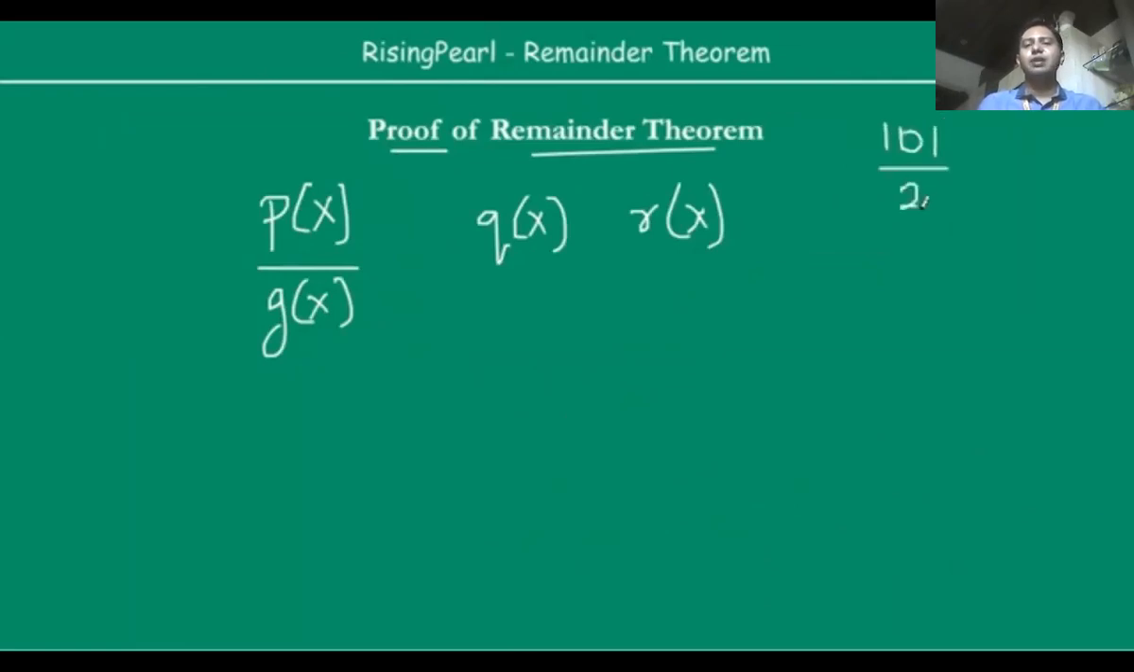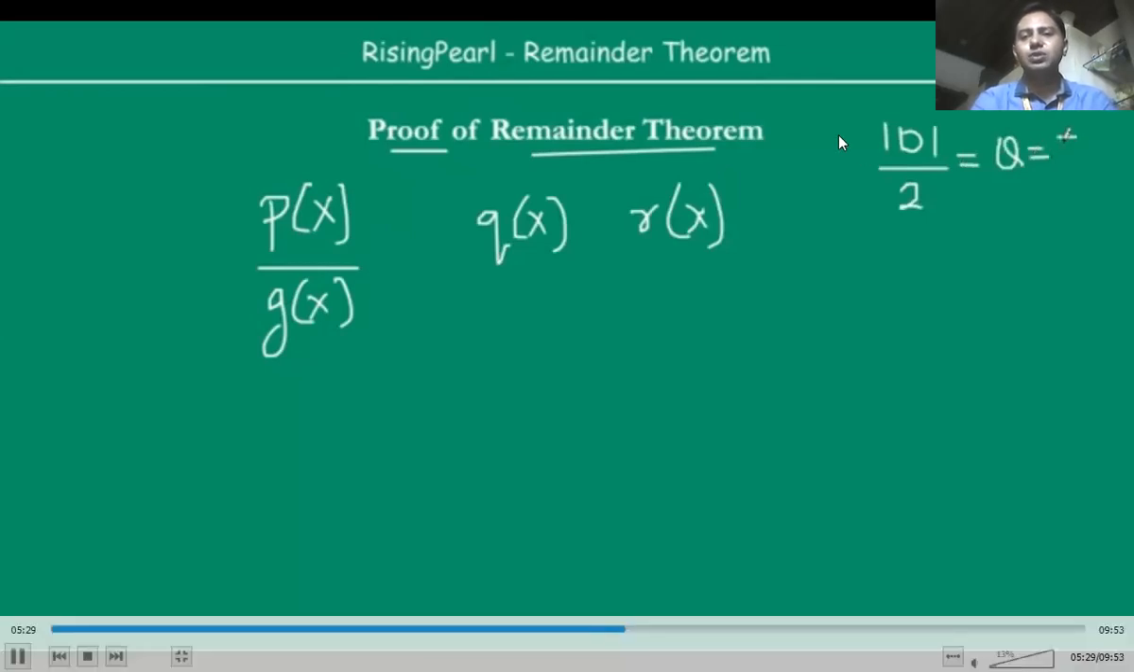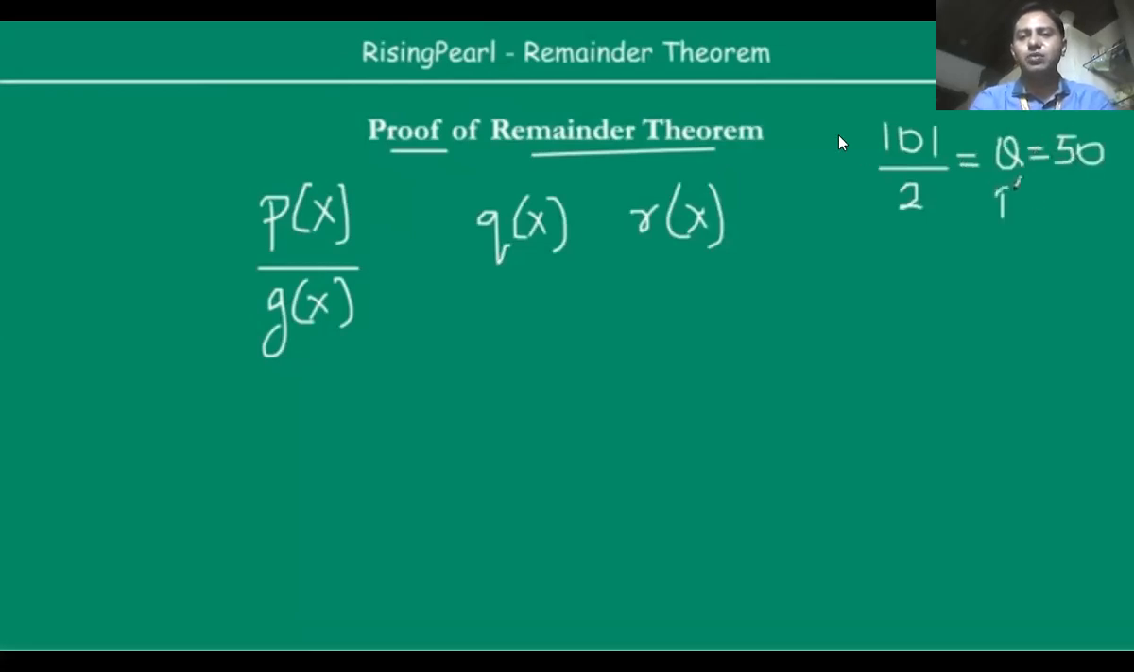Let's say if we have 101 by 2, we'll get a quotient of 50 and a remainder of 1. So in this case, the quotient is 50 and the remainder is 1, which gives us the division relation, that is 50 into 2 plus 1, which is nothing but 101. If we multiply 50 and 2, that will give you 100.